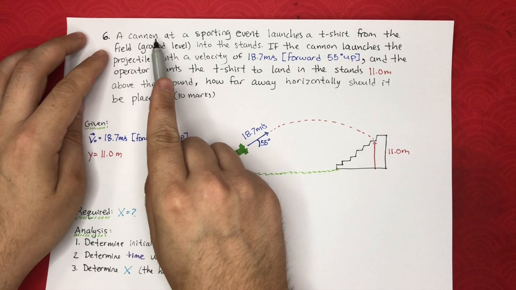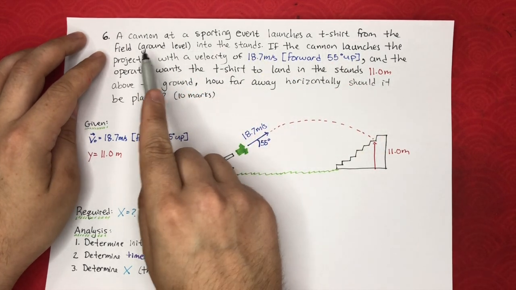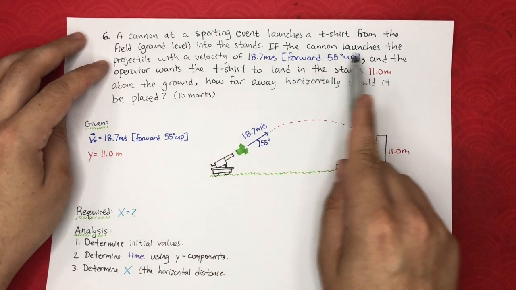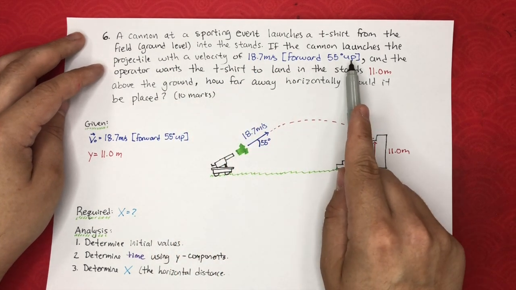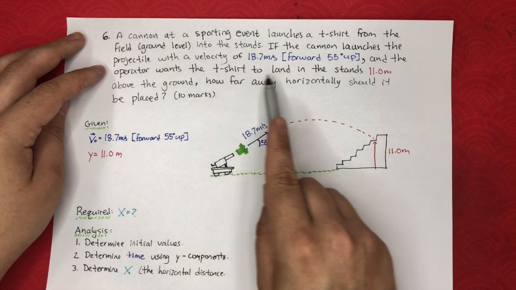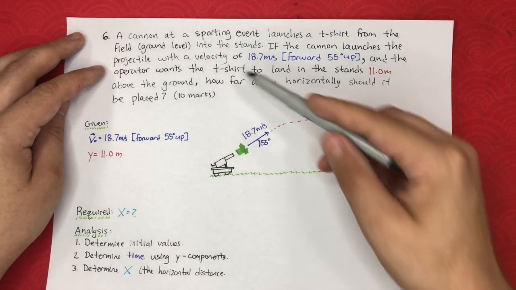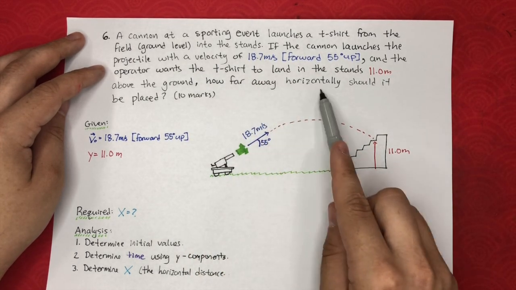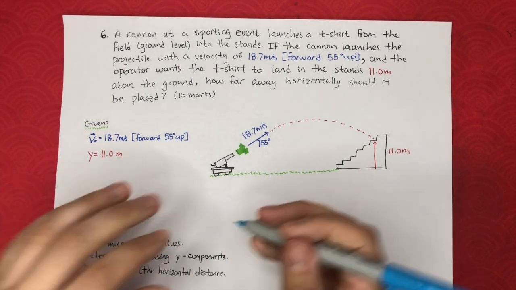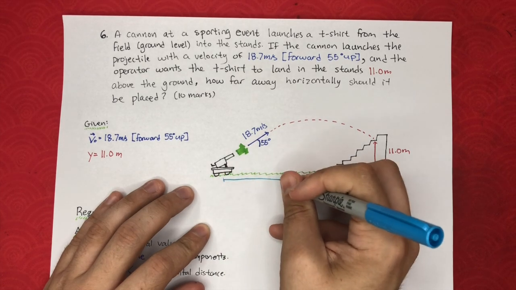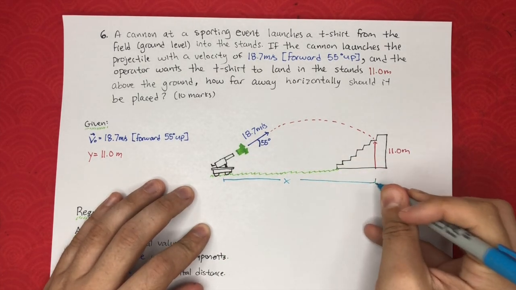Let's read it. A cannon at a sporting event launches a t-shirt from the field at ground level into the stands. If the cannon launches the projectile with a velocity of 18.7 meters per second forward 55 degrees up, and the operator wants the t-shirt to land in the stands 11 meters above the ground, how far away horizontally should it be placed? That is, what is this distance here?